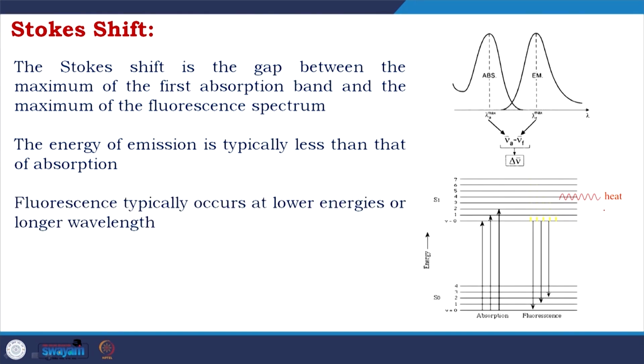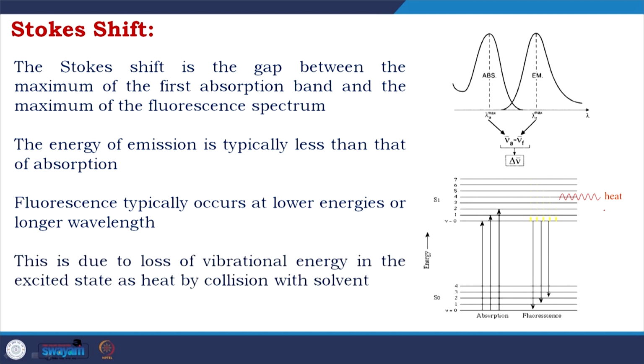Fluorescence typically occurs at lower energies or longer wavelengths. This is due to loss of vibrational energy in the excited state as heat by collision with solvent. If you see, there are vibrational states. When it travels from one excited state to another, it loses vibrational energy, coming from a higher vibrational state to a lower vibrational state. That is why it loses energy, and that is why fluorescence typically occurs at lower energy.